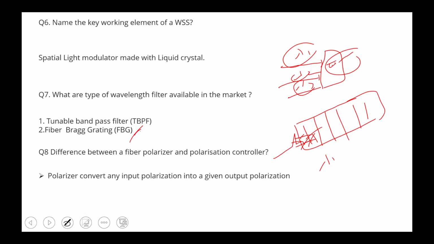So a polarizer converts any input polarization into a given output polarization. We have a desired output polarization, like vertical or horizontal, circular or elliptical, that we want on the output side. Then we can use any input polarization. For example, if on the input side we have circular polarization and we want elliptical polarization at the output, we can use a polarizer in that case.